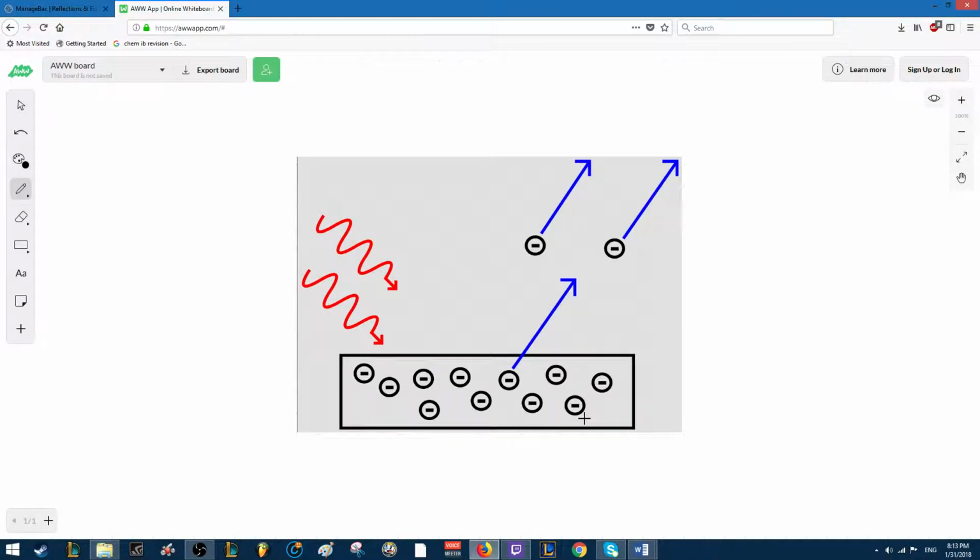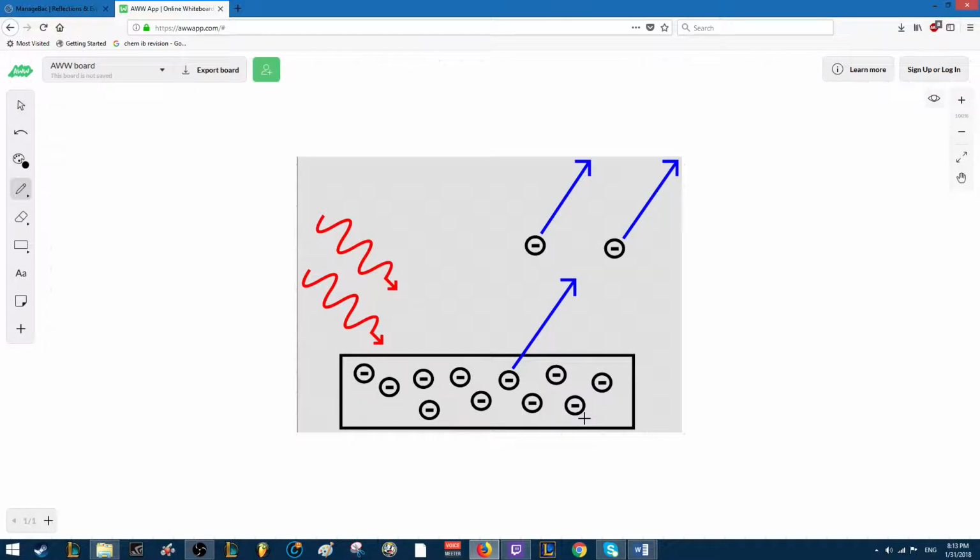So free electrons on the surface of the metal are able to absorb the energy from the light, and it makes them vibrate. And if an electron is able to absorb enough energy, the bonds holding it to the metal break, and the electron is released. And this is called the photoelectric effect. And the electrons emitted are called photoelectrons.